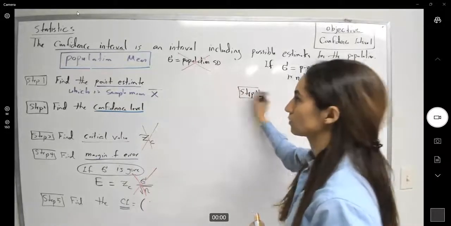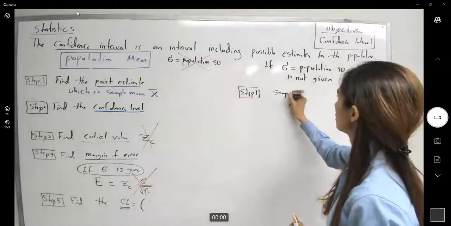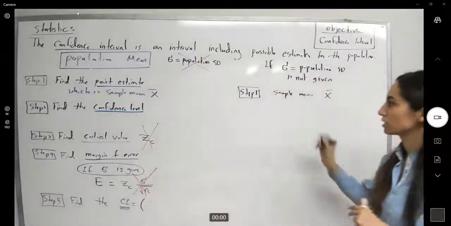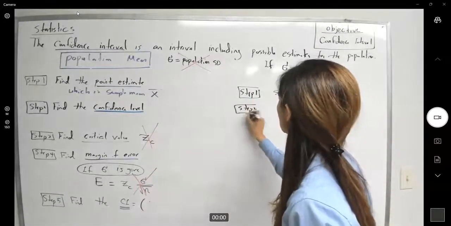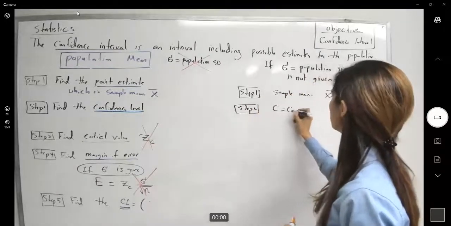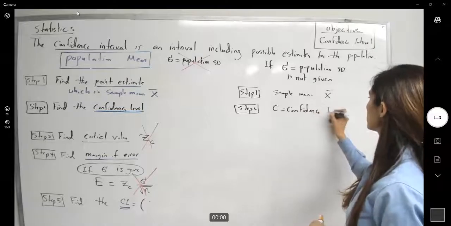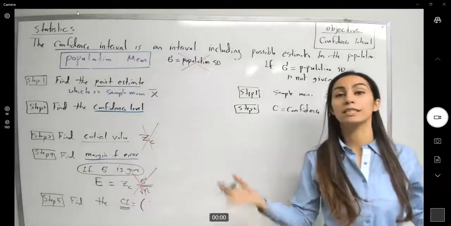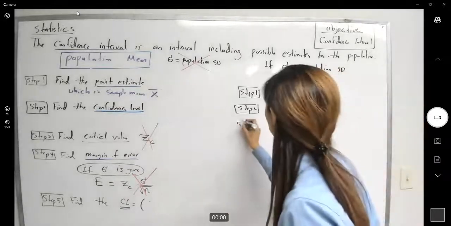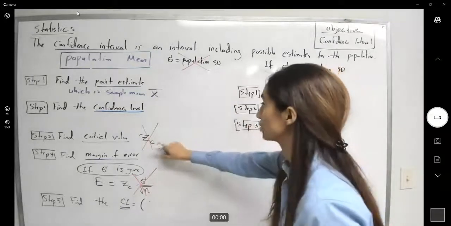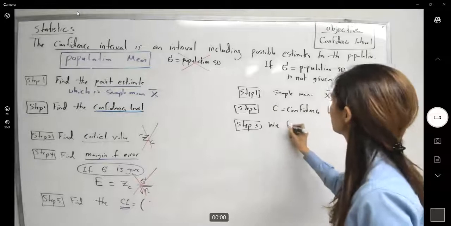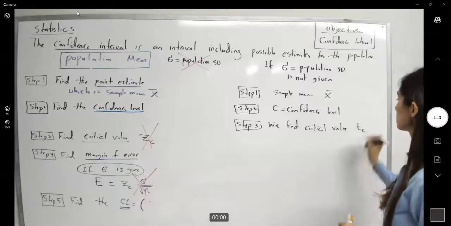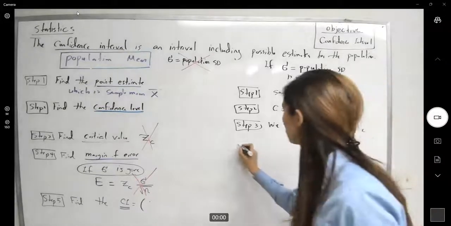Step one, what is the sample mean? You need to find your sample mean, definitely. Then find the confidence level. Step two stays the same: C, the confidence level. In step three, the critical value follows the T distribution. So there is no ZC. We find the critical value T sub C.